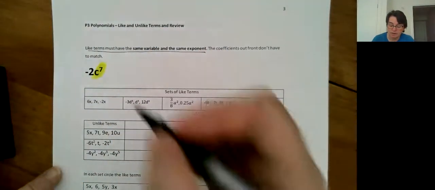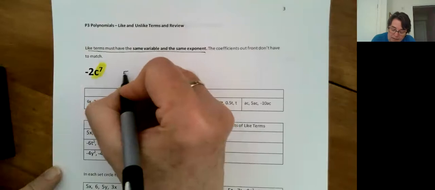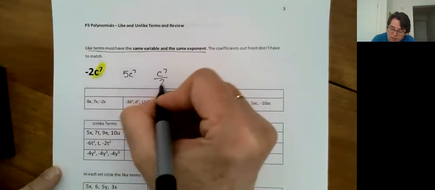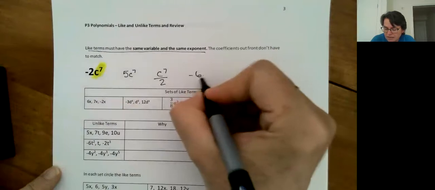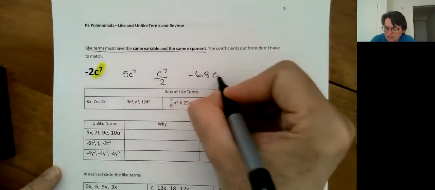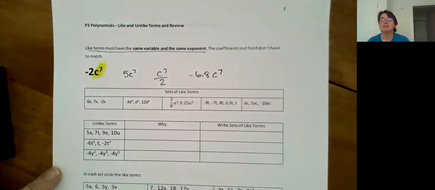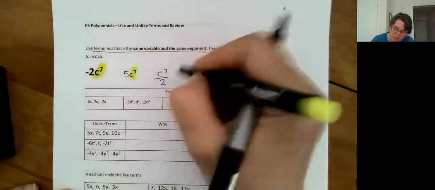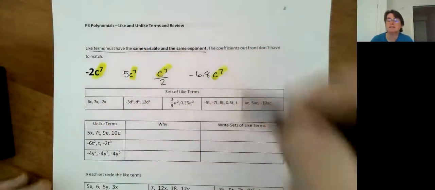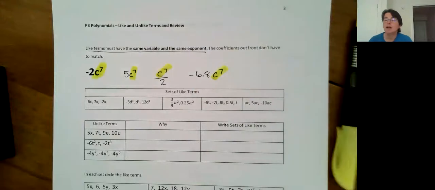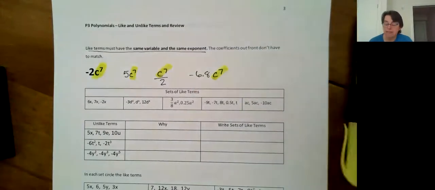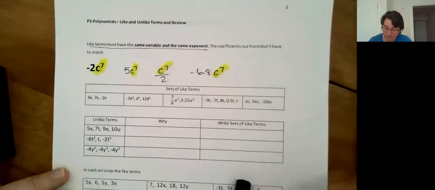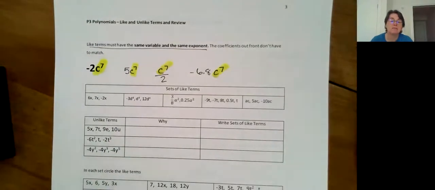Okay, so if I want another one of those, I can have 5c to the 7. I can have c to the 7 over 2. I can have minus 6.8 c to the 7. It's all good as long as there's a c to the 7 in each and every one of those. They are all considered to be like terms. The moment you put a d in there or you change that little exponent to something else, they're not like terms anymore.